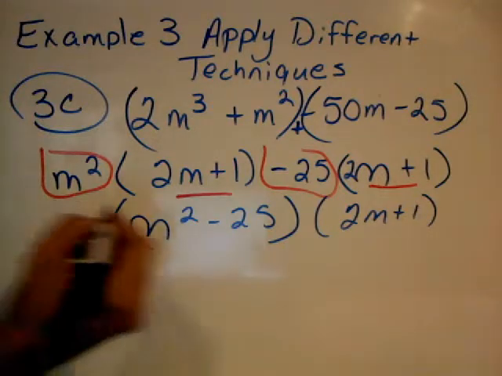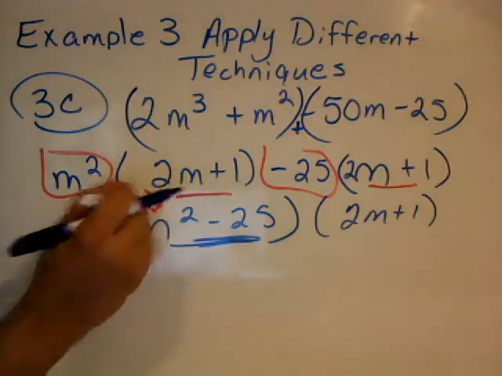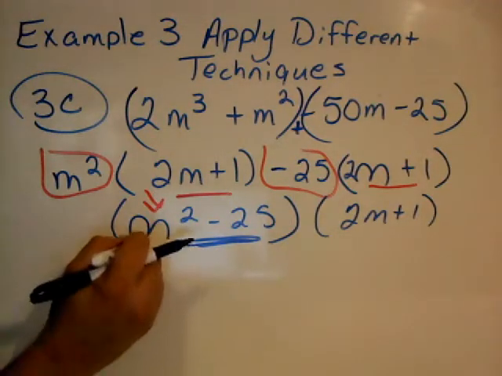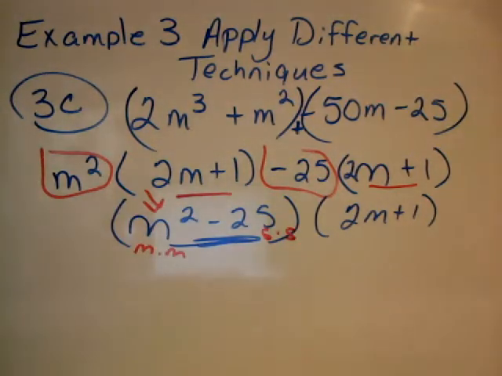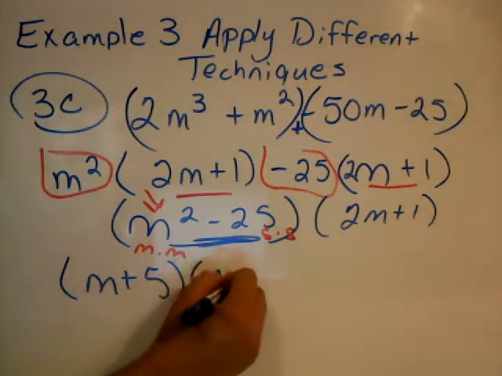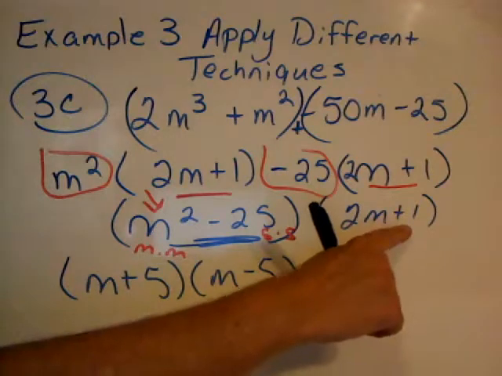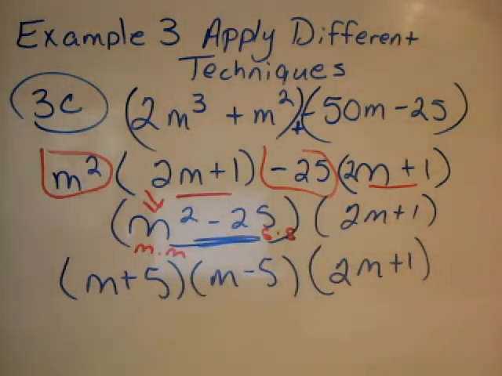Now look, I have right here a difference of squares because m times m and 5 times 5. So I can say m plus 5 times m minus 5. This is not a difference of squares. 2m plus 1 for my ultimate answer.